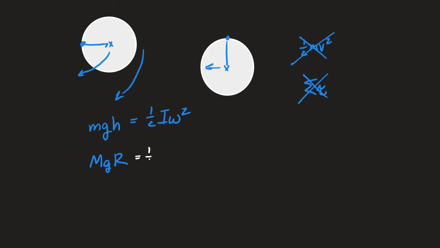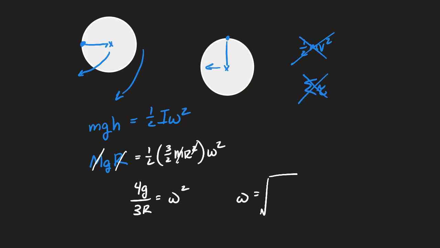That's going to equal 1/2 times, we've already done this, 3/2 mr squared times omega squared. So I can again cancel out the m's, and I can cancel out one of the r's. That's still going to work out. In this case, I get 1/2 times 3/2, so it's going to be 3/4. But when I move it around, I'll get 4g over 3r equals omega squared. So omega is going to be the square root of 4g over 3r. Again, I'm sure you have numbers that they gave you.